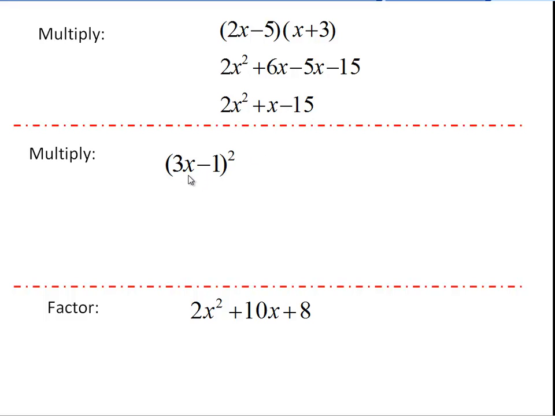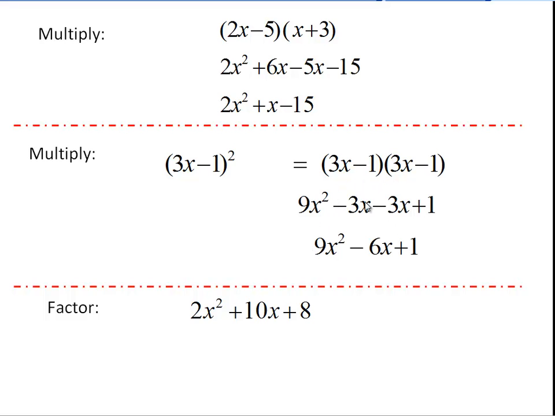Okay, squaring. I would just write it 2 times, that's what the square means. That's 3x minus 1 and 3x minus 1. 3x times 3x is 9x squared. 3x times minus 1 is minus 3x. Minus 3x again from this one. And then plus 1 at the end. When you combine your middle terms, it's 9x squared minus 6x plus 1.